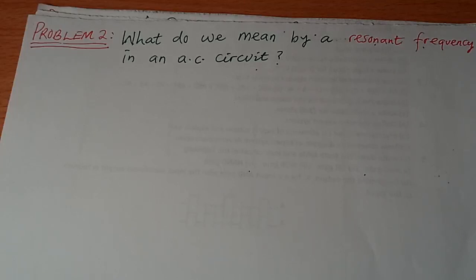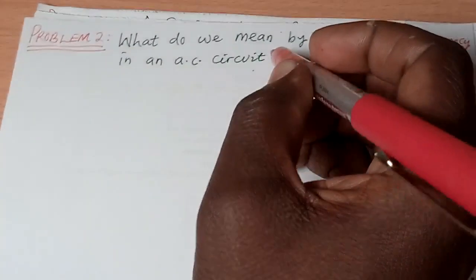So you remember these 3 points while explaining resonant frequency, and you give a statement that has all these 3 points: maximum current flowing through the circuit, minimum impedance, inductive reactance equals capacitive reactance. So with this, you can write your answer.